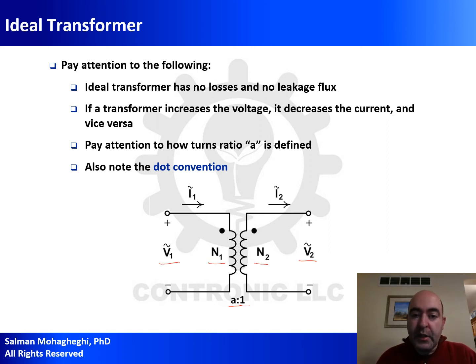Dot convention says when it comes to voltages, any terminal connected to a dotted terminal is positive. So this terminal that is connected to the dotted terminal has a positive voltage. This terminal that is connected to this dotted terminal has a positive voltage as well. Dot convention for currents is a little bit more tricky. It says when one current enters a dotted terminal, the other current has to leave the dotted terminal. So notice in this diagram, I1 enters the dotted terminal. As a result of it, the direction of I2 is in such a way that it leaves the dotted terminal.